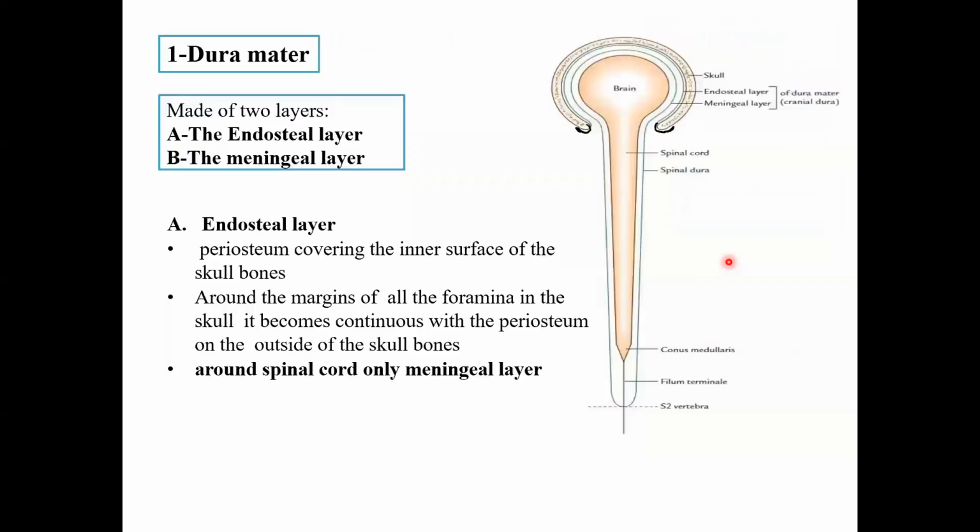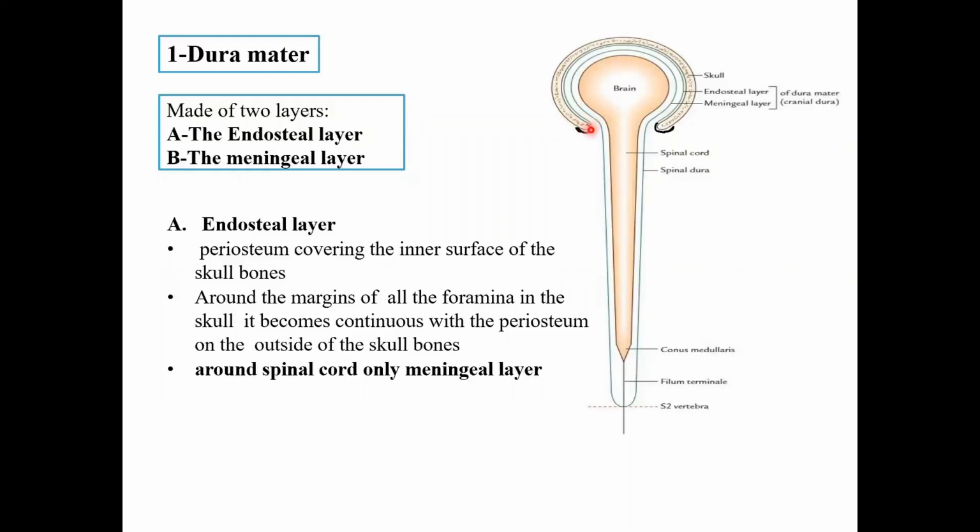The structure of the endosteal layer. The endosteal layer covers the inner surface of the skull bones, and it is in fact the inner periosteal lining of these skull bones. And at the margins of various foramina, like in this diagram, we can see the foramen magnum. At the margin of the foramen magnum, the inner endosteal layer becomes continuous with the periosteum which is present over the outer surface of the skull bones. So both the inner and the outer periosteal linings will become continuous with each other at the margins of various foramina.